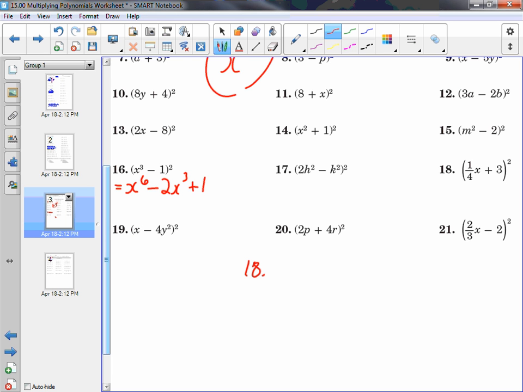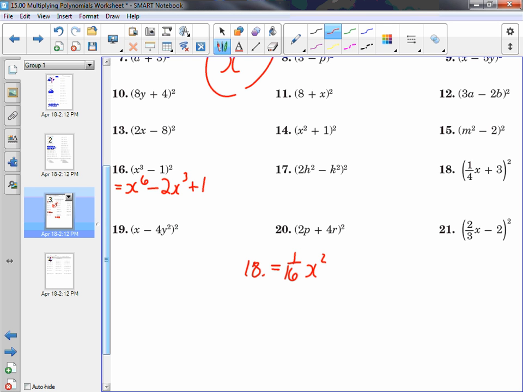So for number 18, that is a binomial squared. So first term squared. What do you get when you square 1/4 x? In other words, what's 1/4 x times 1/4 x? 1/16 x squared.